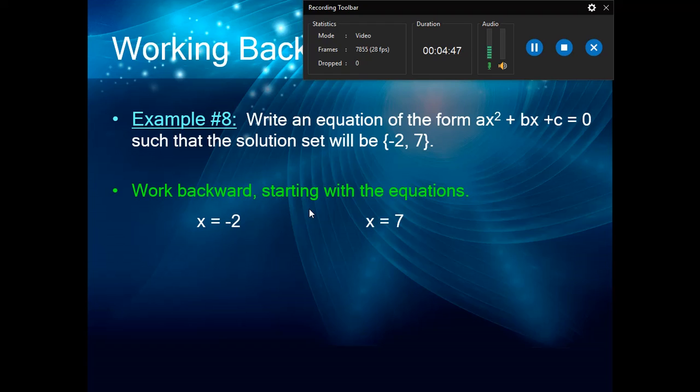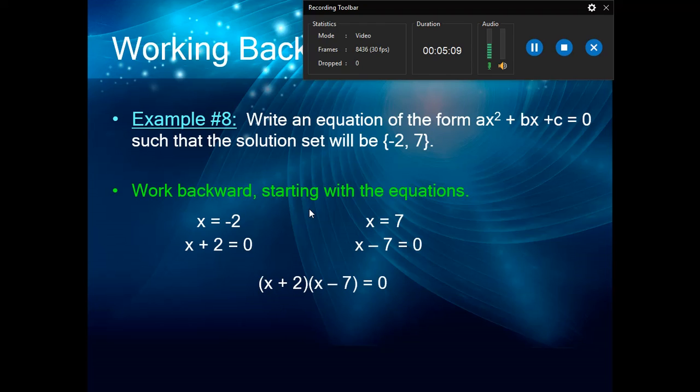Now the step prior to this had 2 binomial factors set equal to 0. So what I'm going to do is add 2, so that it's equal to 0, and I'm going to subtract 7 so that the other root is equal to 0. These are your binomial factors, so let's write it as a product.